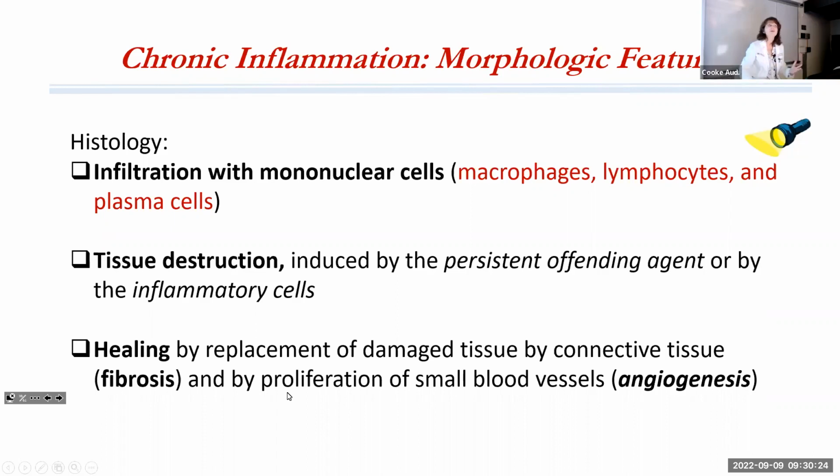If you're dealing with a hypersensitivity reaction, you will not see polys. It is an acute reaction, but you will not see polys. You will see plasma cells. So keep in mind that this is the rule, but there are exceptions.